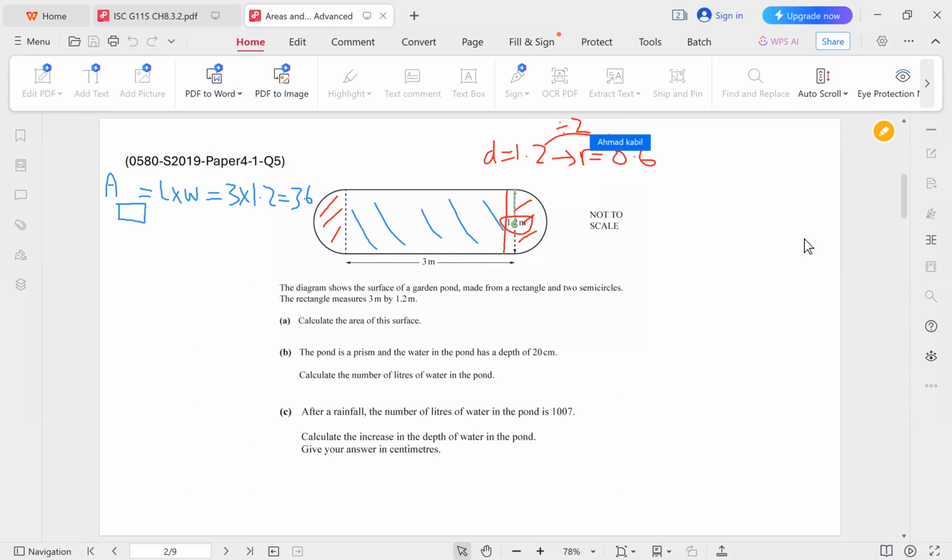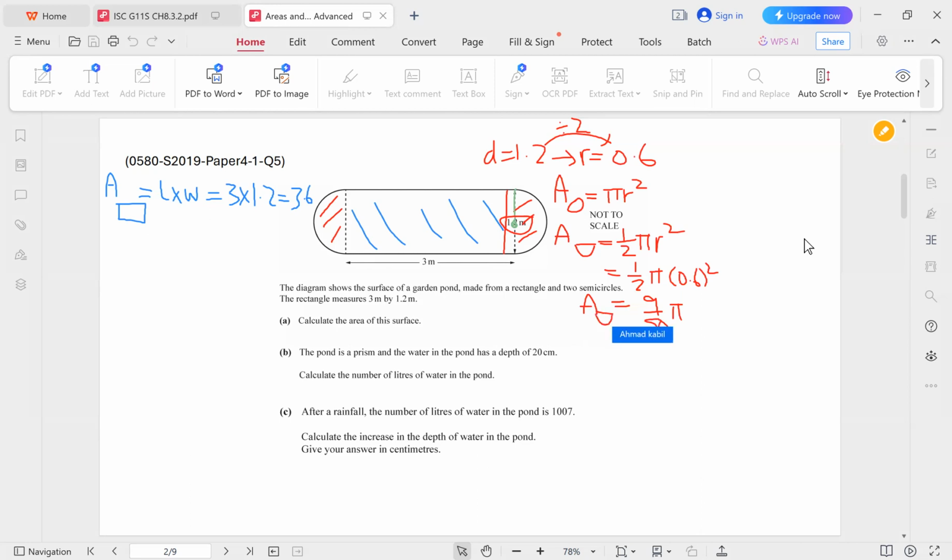Now we want to get the area of the semicircle. We should know that the area of a circle is equal to pi r squared. So the area of a semicircle would be half multiplied by pi r squared. We already know the r, which is 0.6. So this is equal to half times pi times 0.6 all squared. And we find this on the calculator. So 0.5 times pi times 0.6 squared. This gives us 9/50 multiplied by pi.